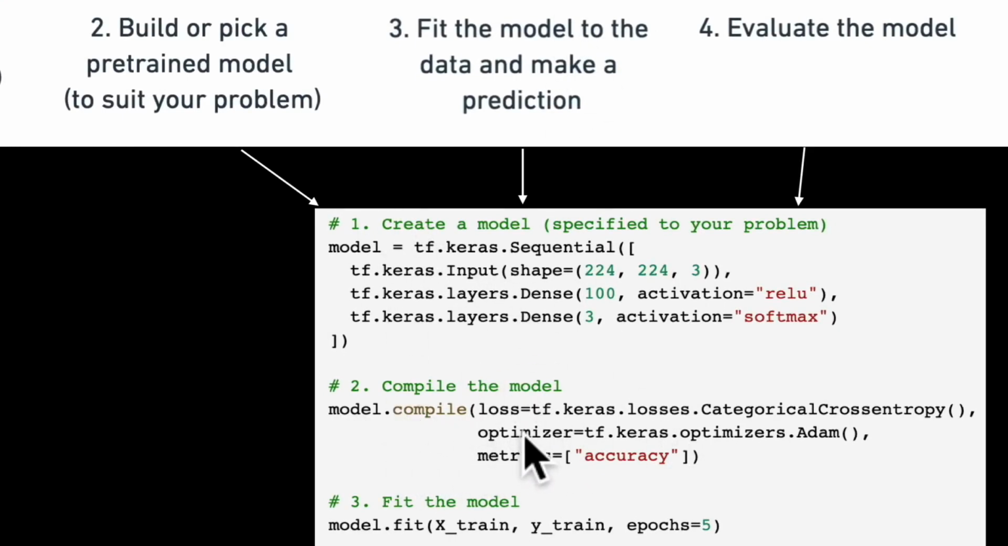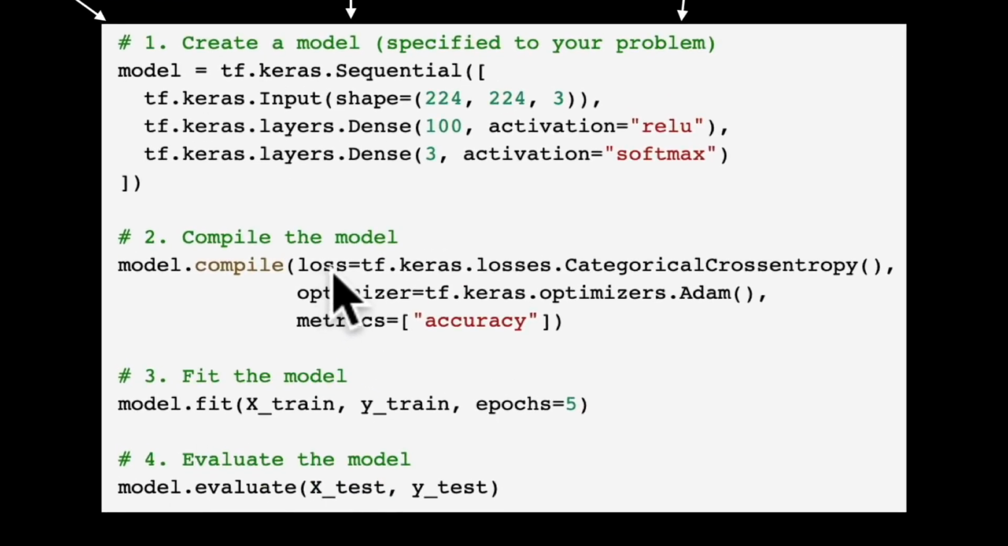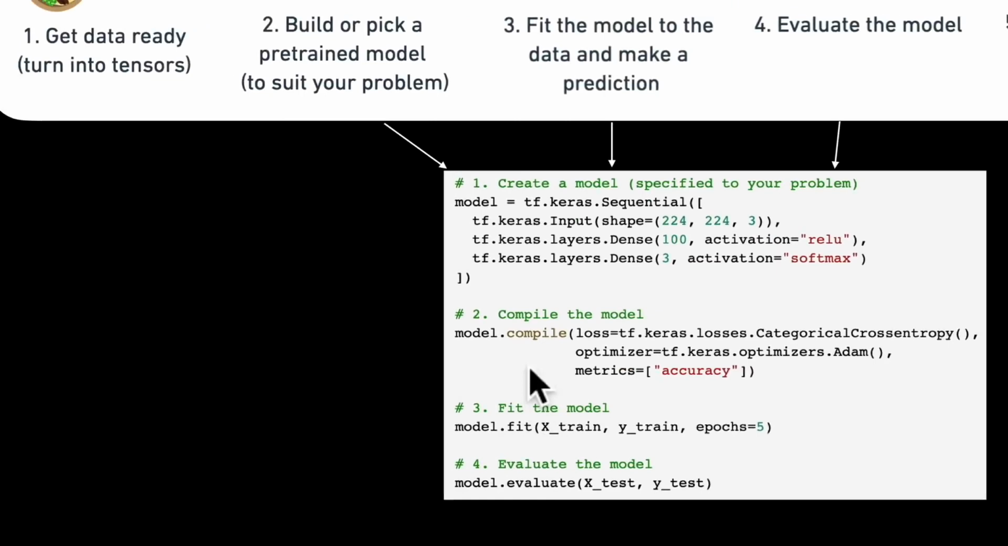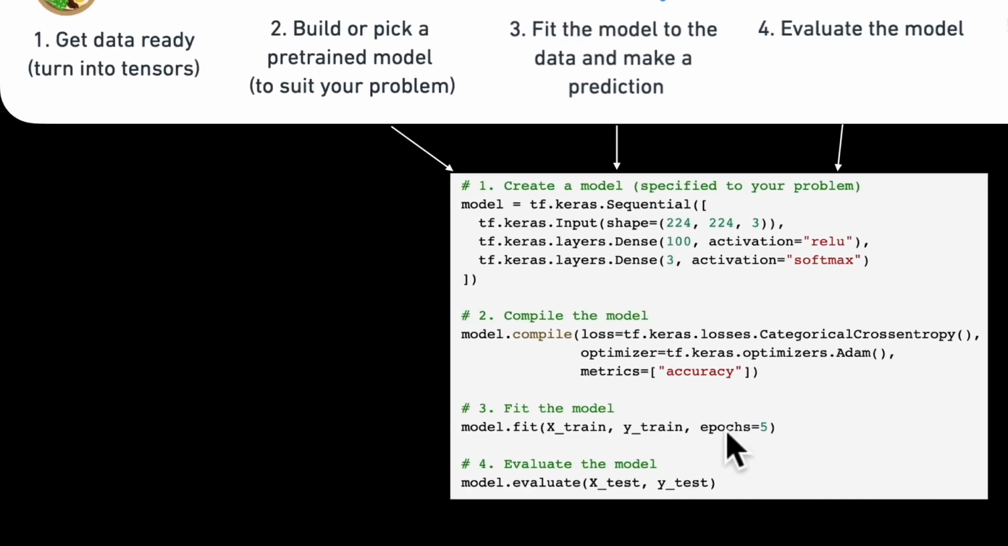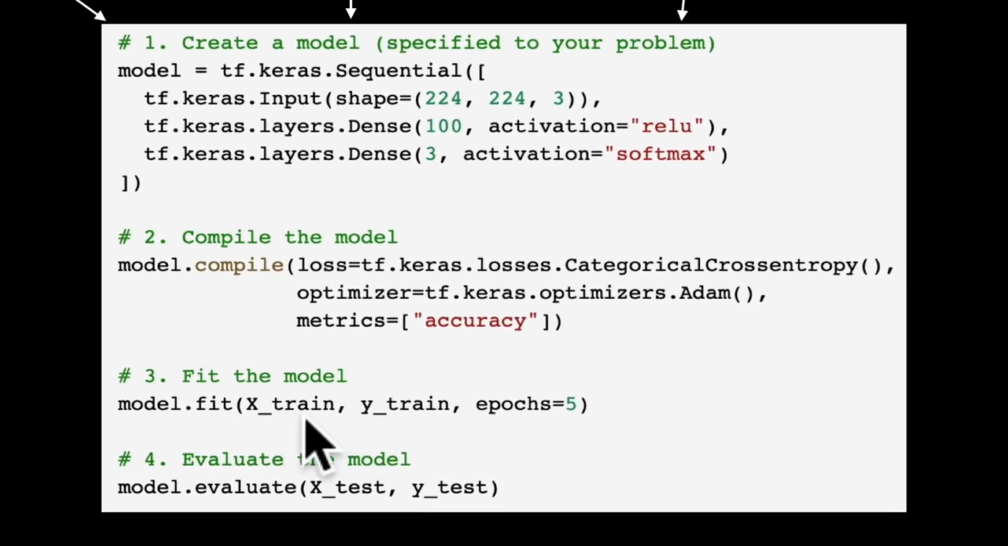Remember step 2, Daniel, come on. Now, if we're working on binary classification, what might our loss function be? What optimizer could we use? What metrics could we use? And then once we fit the model, okay, that seems like we've got that set up.